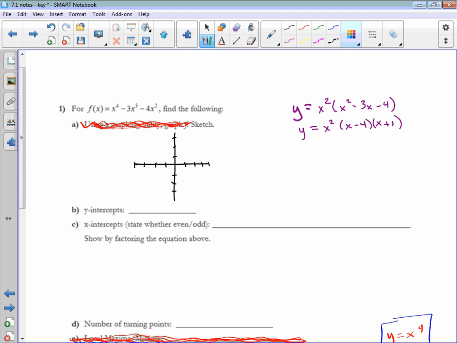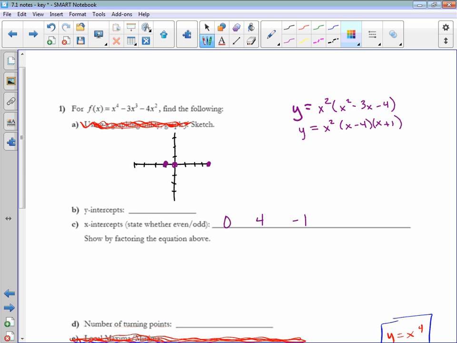Okay, what are my x-intercepts? Let's start there. Where does it cross the x-axis? 0. Good. 0, 4, and negative 1. So my x-intercepts are 0, 4, and negative 1.